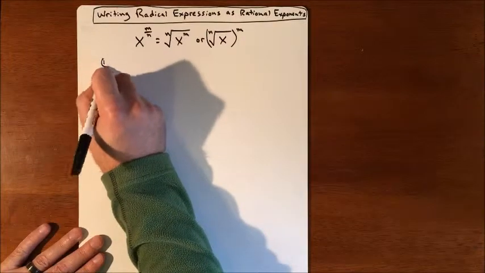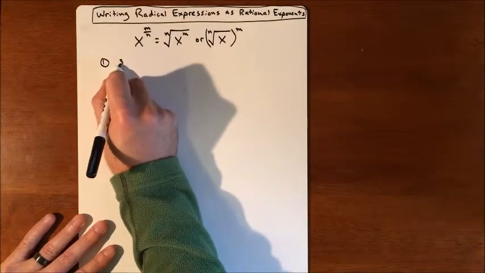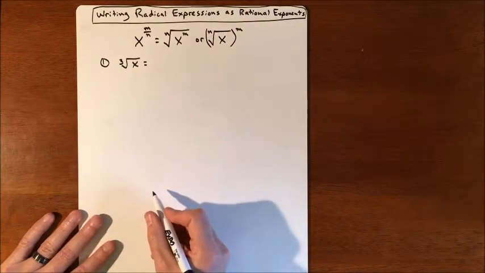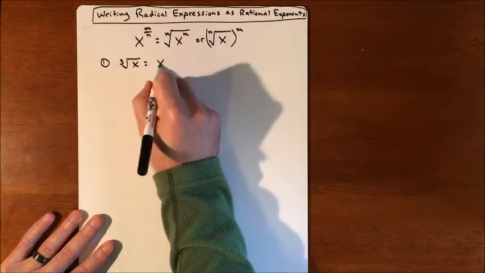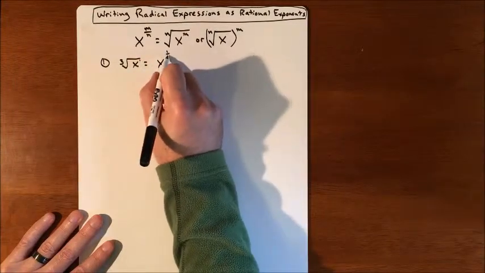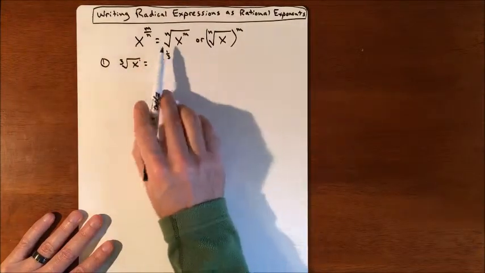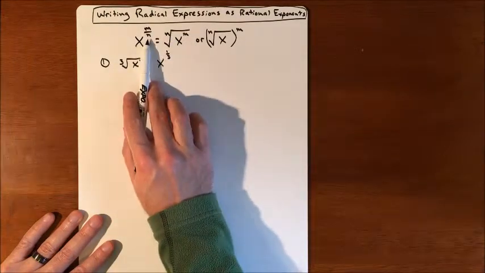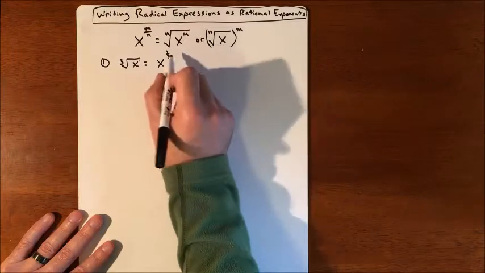So for the first one, we're going to have the cube root of x. So we'll rewrite that as x. The power on x is a 1, so it'll just be a 1/3 power. So the power is the numerator, and the root becomes the denominator. All right.